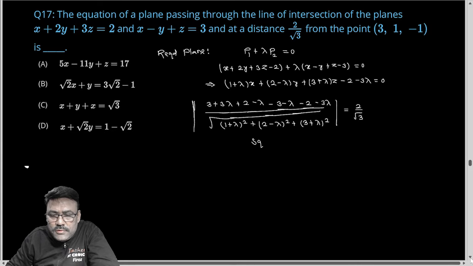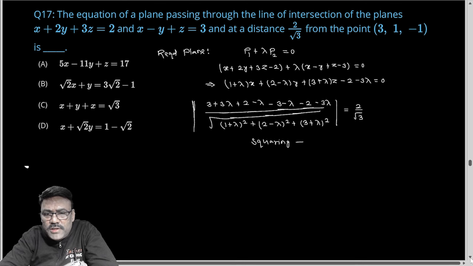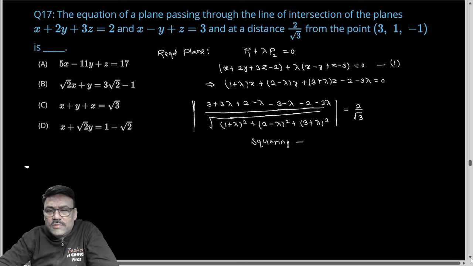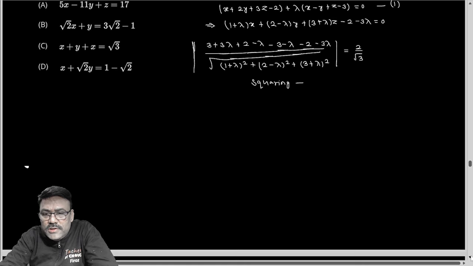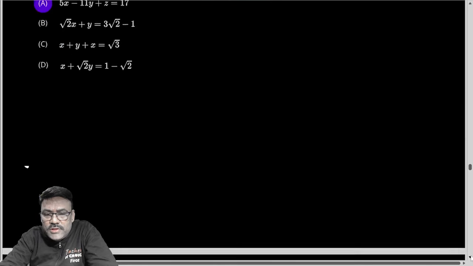What you will do? You will do squaring both sides and solve it. So you will get a value of lambda. And just put the value of lambda here in equation 1. You will get the required plane. So do squaring, get lambda, and whatever lambda you are getting, put it in equation 1. You will get your plane.